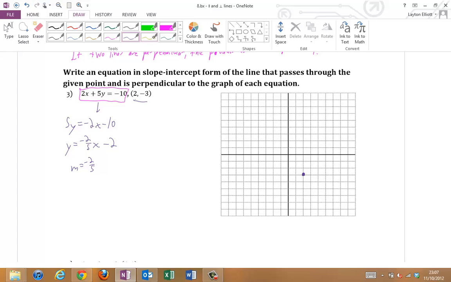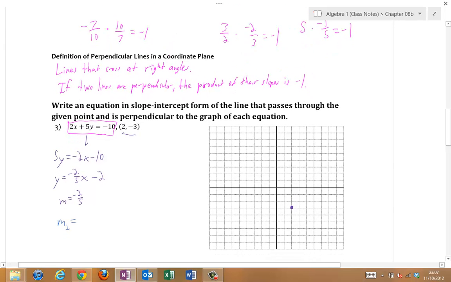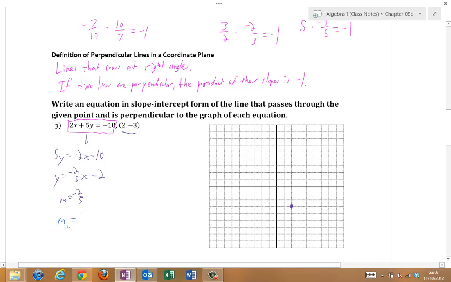But I don't want that slope. With parallel lines, we did. With perpendicular lines, I now want to say, m perpendicular, see the little subscript there, equals, okay, if it's -2/5, let's go back up and look at these examples we just did. If it's -2/5, then the perpendicular one would have to be 5/2. 5/2 is the only number that I would multiply by -2/5 to get a product of -1. Sometimes people look at this and say, this is really the opposite. Opposite meaning if it's positive it's negative, if it's negative then it's positive. Opposite reciprocal.